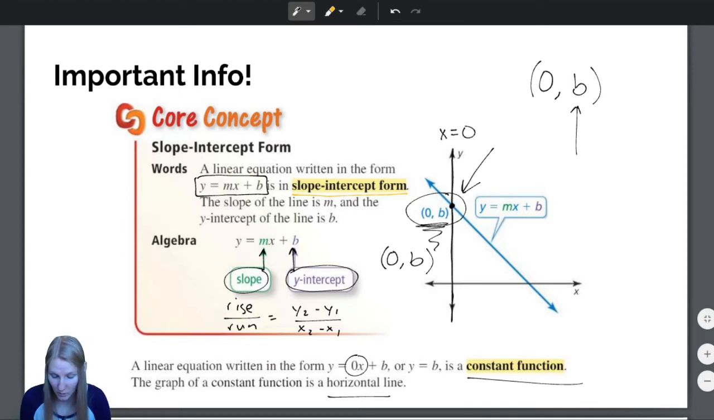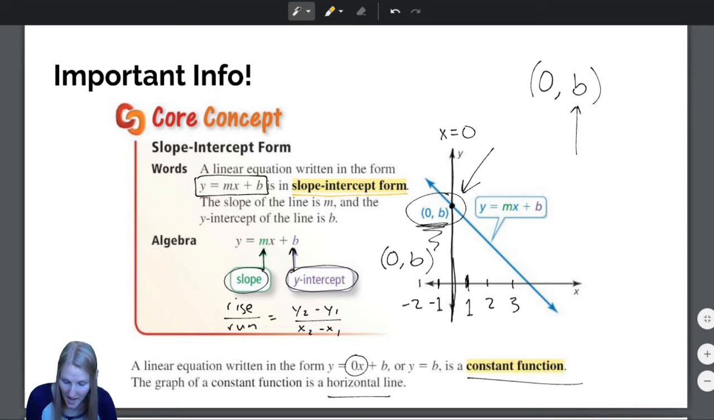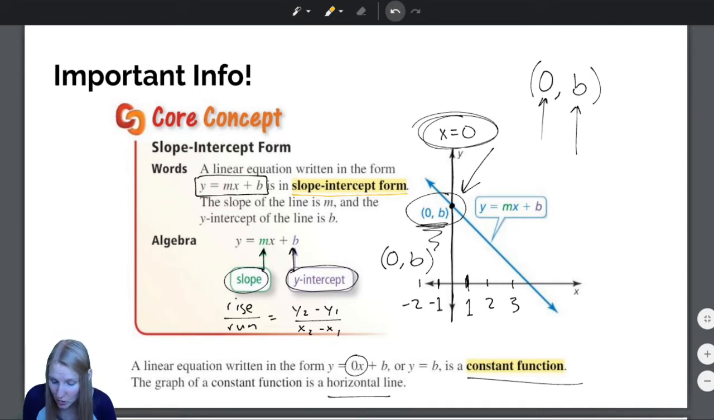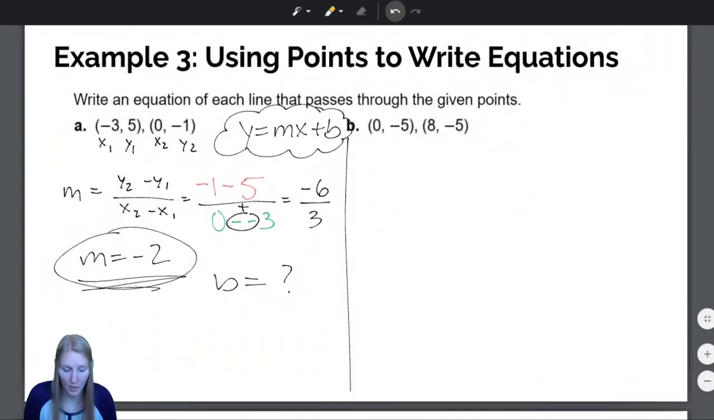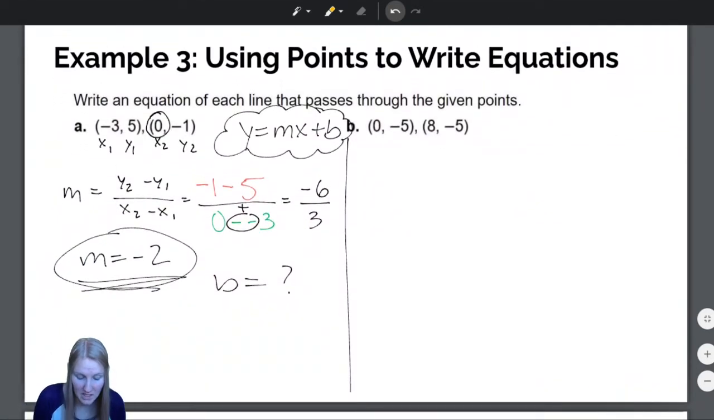Right? Because if I go to the right of the y-axis, I have x equals 1, x equals 2, x equals 3. And if I go to the left of the y-axis, I have x equals negative 1, x equals negative 2. But if I'm right on the y-axis, that's x equals 0. So the x-coordinate will be 0, and the y-coordinate is my y-intercept. So anytime you see a point where the x-coordinate is 0, there's your y-intercept.